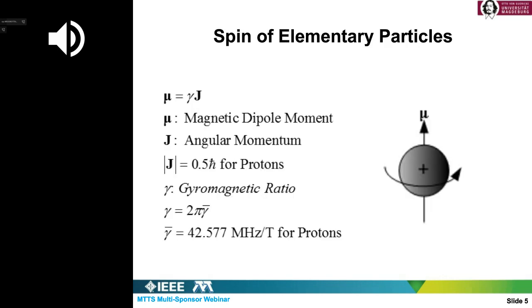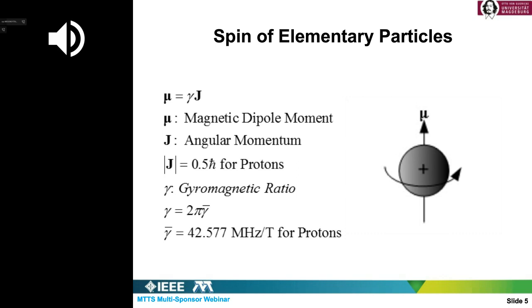I'll move now to one of the fundamental properties of elementary particles, which is called spin. Spin is a quantum mechanical quantity, so you cannot prove that it exists classically, but we can have a classical picture of it as if this elementary particle rotates around a certain axis. And any particle which rotates will acquire an angular momentum. And if the particle itself is charged, this angular momentum is also accompanied by a magnetic dipole moment.